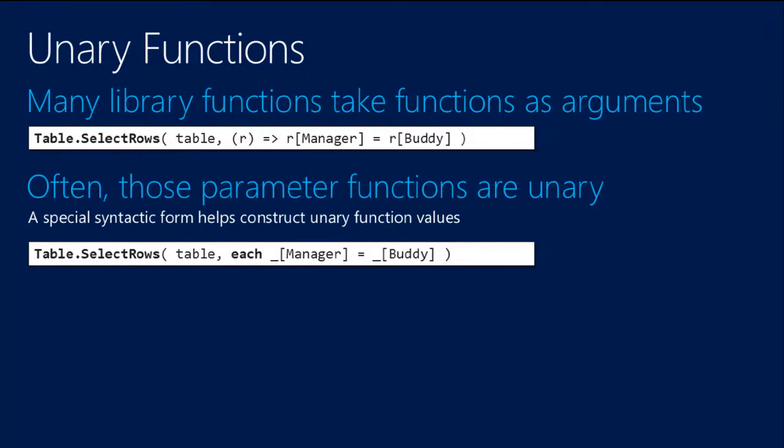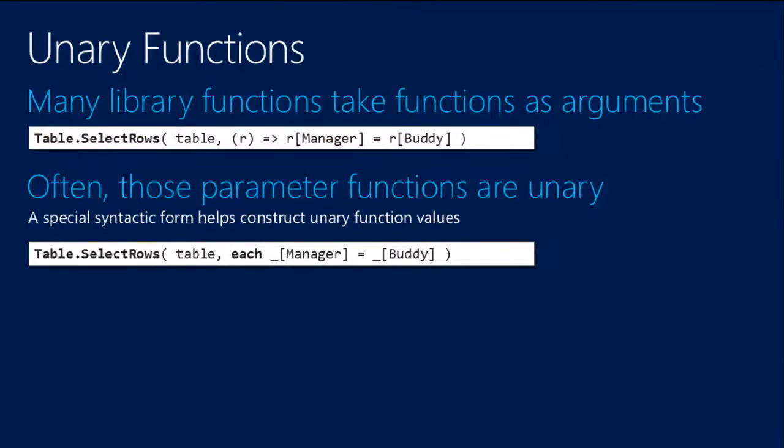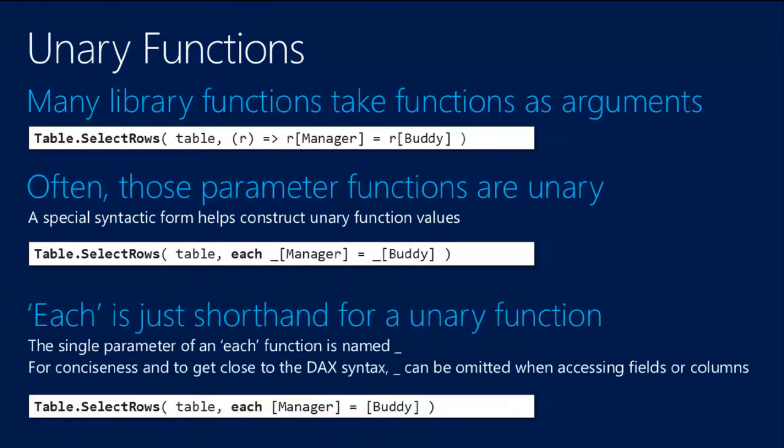So there's a shorthand way of writing that. Because this is done so often, M has a shorthand with an each function. So here we can say Table.SelectRows, pass in the table, we do each, and then we have an underscore there, an underscore to represent the current row. So each is basically a shortcut into calling it. And to be closer to the DAX syntax, you can actually eliminate the underscore completely. So the shortest shorthand form is this bottom one.